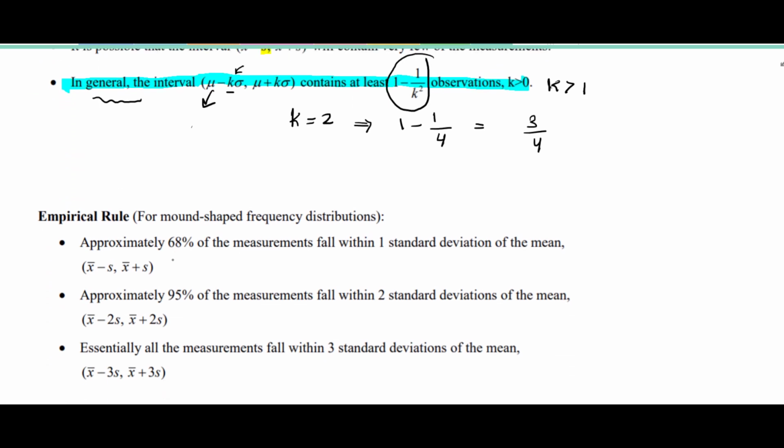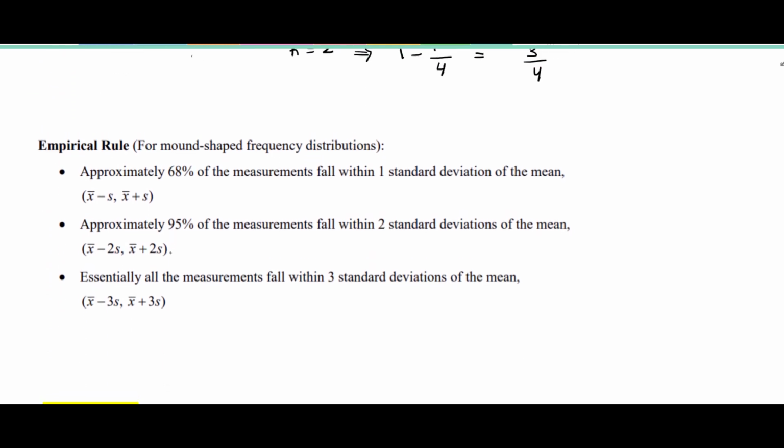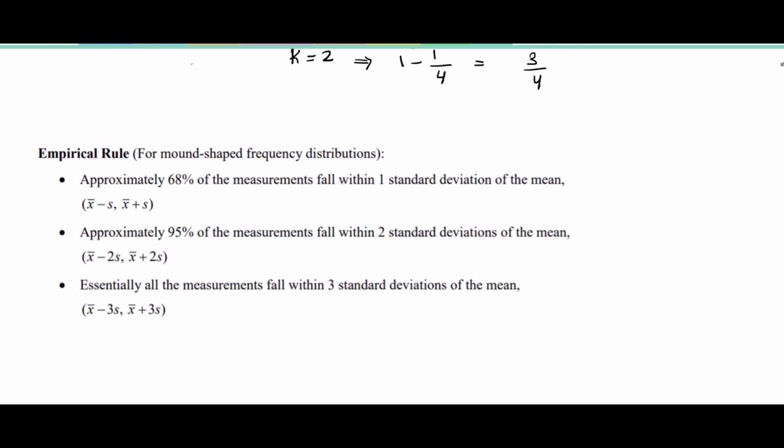Next, we're going to look at another important rule called the empirical rule. And this one is less general and more specific. We said that Chebyshev's rule applies to all data sets or all distributions.